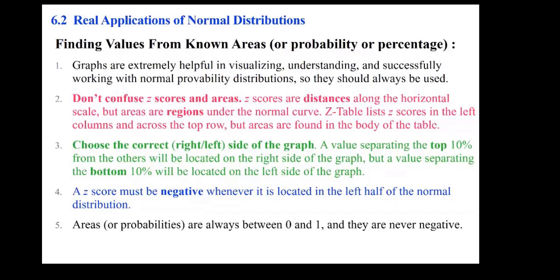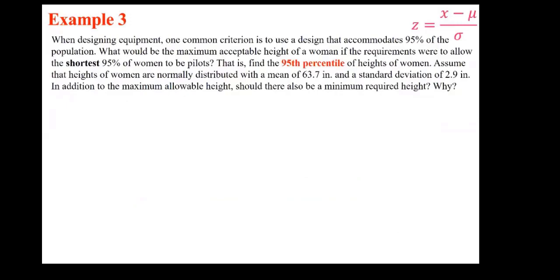Here's the next example. When designing equipment, one common criterion is to use a design that accommodates 95% of the population. What would be the maximum acceptable height of a woman if the requirements were to allow the shortest 95% of women to be pilots? That is, find the 95th percentile of heights of women. Assume that heights of women are normally distributed with a mean of 63.7 inches and a standard deviation of 2.9 inches. In addition to the maximum allowable height, should there also be a minimum required height?